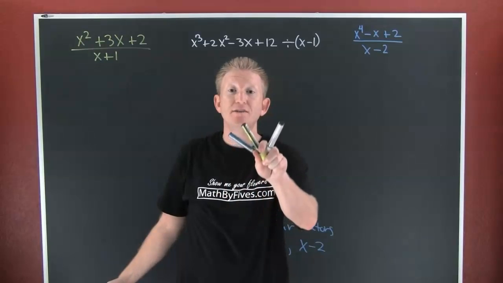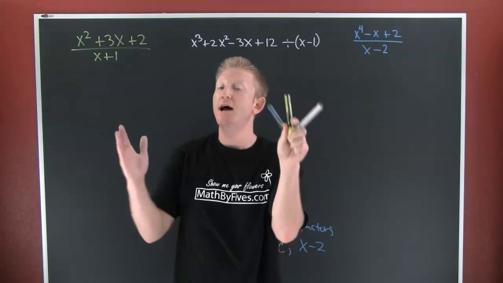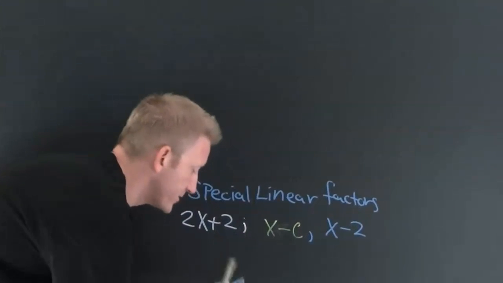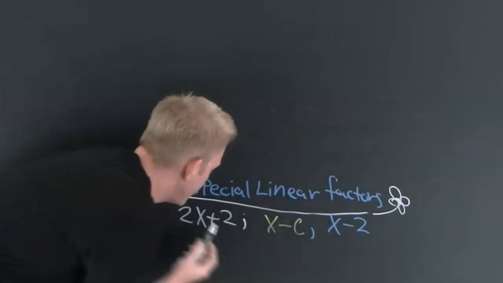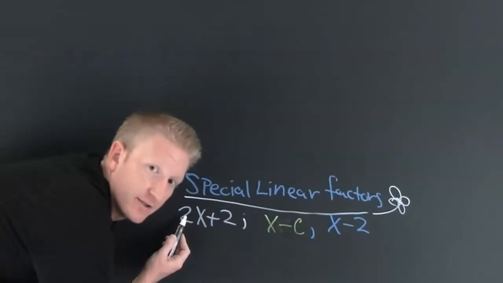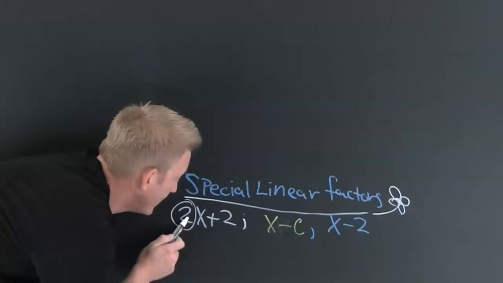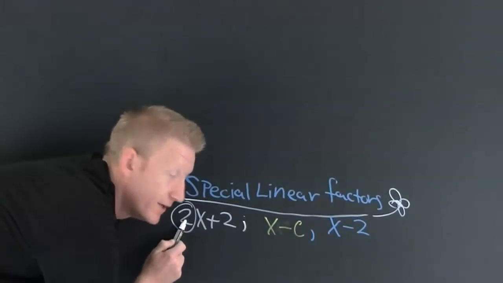What do we need to do? We need to be dividing by special linear factors in order to use synthetic division. So let's talk about how we're going to get into this game. Special linear factors, something like these. This is not a special linear factor. Why? Because the leading coefficient of my variable is not 1.